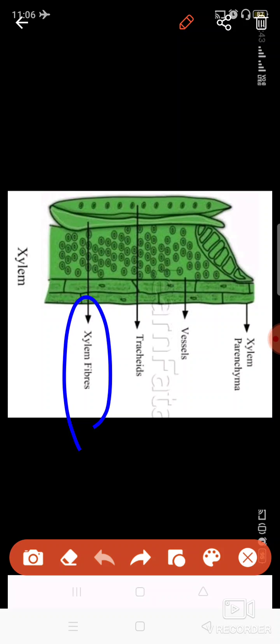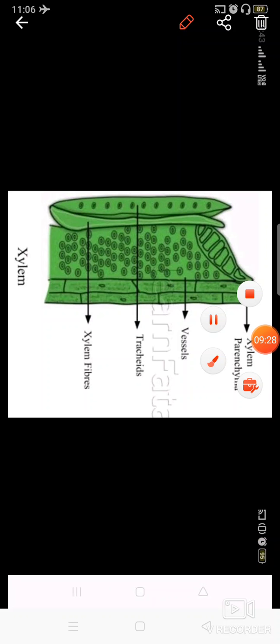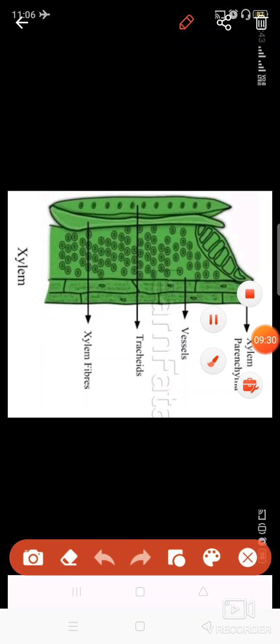And then come xylem fibers. Again, they have the same function, to give support to the tissue. Xylem fibers and phloem fibers both have the same function. Because different kinds of cells are present, some living, some non-living, these fibers are present in between so that they can provide support and rigidity to the tissue of the xylem and phloem.